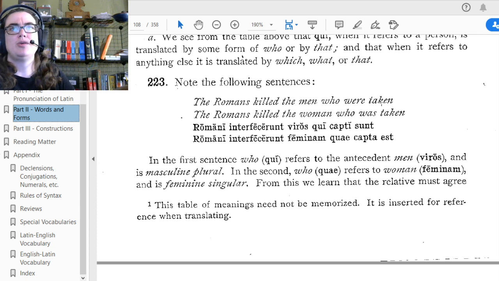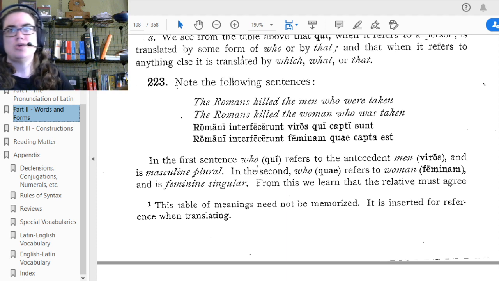The Romans killed the men who were taken. The Romans killed the woman who was taken. So we got viros qui capti sunt, or feminam quae capta est. So again, the relative pronoun takes its gender and number from the antecedent. So this is masculine plural, this is feminine singular. But whereas the object here is accusative, the relative pronoun is going to be nominative because it's the subject of the clause that it's in, the subordinate clause that it's in.